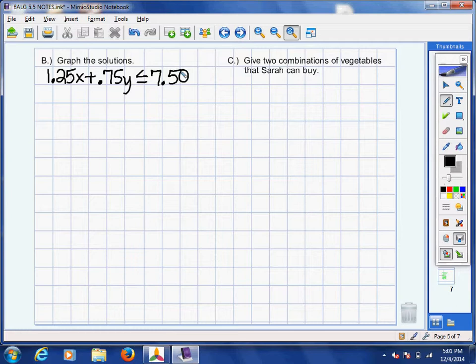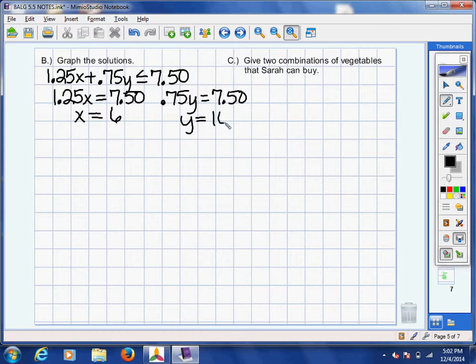So, it's in standard form. I really like the cover-up method in this situation. So I'm going to find the intercepts, and I'm going to do it that way. I think that's going to be a little bit easier and save us some heartburn in the long term. Okay, so that's the cover-up method right there. So let's divide $7.50 by $1.25. So I've got x equals 6. And then let's take $7.50 and divide that by 0.75. And that's going to give me y is 10.